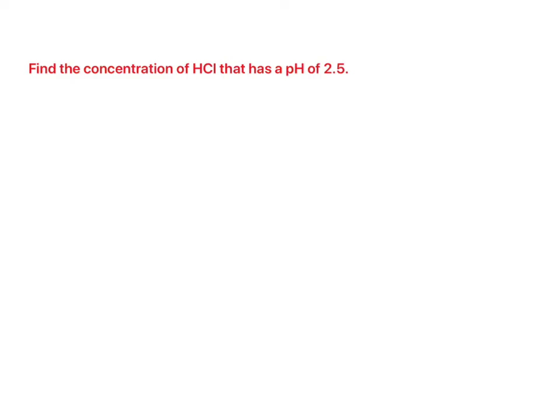Okay, now that we have seen the 5 formulas that we're going to use, let's use those to tackle these 5 practice problems. Here's number 1. Find the concentration of HCl that has a pH of 2.5. I'm going to start every one of these problems the same way, and that's by writing an equation to show what happens when the chemical that's in the problem dissolves in water.